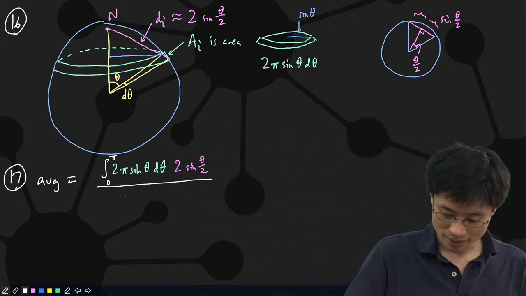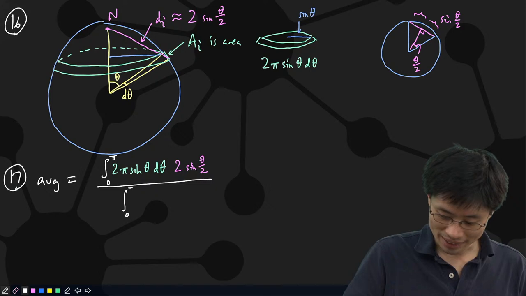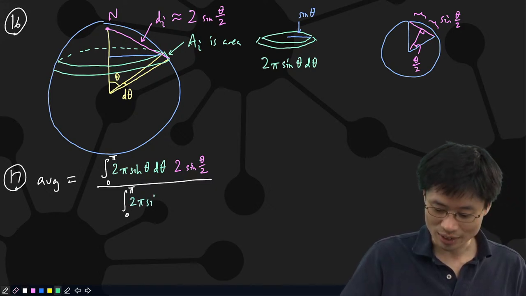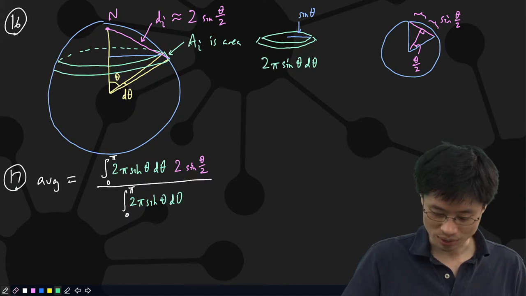Integral of the green part. That's just the surface area. Yep. And by the way, the good news is that the integral of the green part is actually the surface area. That's how you can double check your work to make sure you didn't screw up.